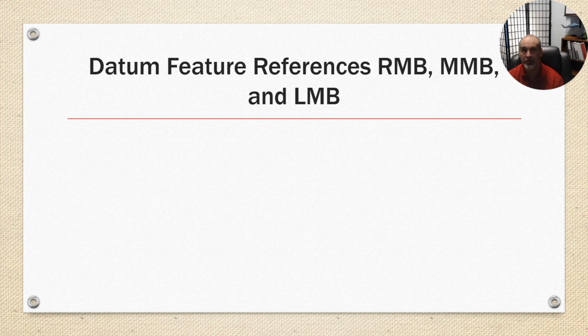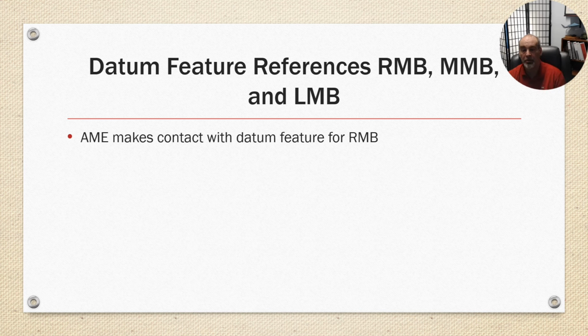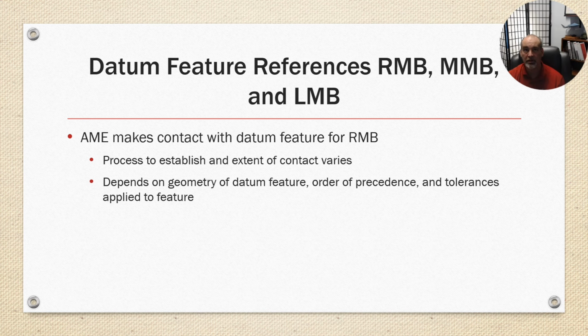Okay, datum feature references RMB, MMB, and LMB. Just for review, that's regardless of material boundary, maximum material boundary, and least material boundary, which affects the material condition. It's the material size of where the datums are actually called. Okay, so AME, or actual mating envelope, makes contact with the datum feature for RMB. The process is to establish an extent of contact, and the extent of contact varies. It depends on the geometry of the datum feature, order of precedence, and the tolerances applied to the feature.